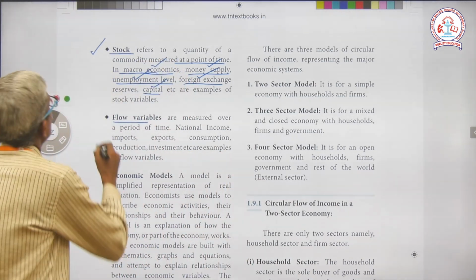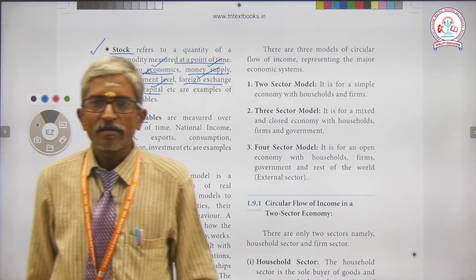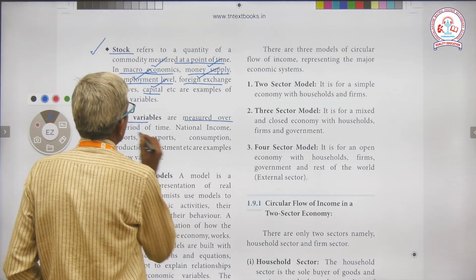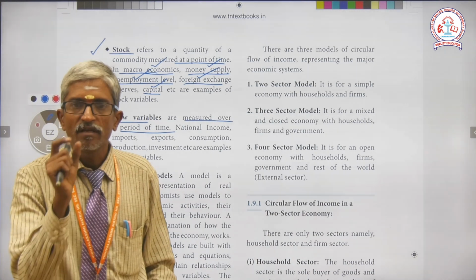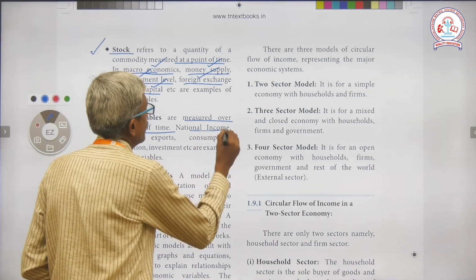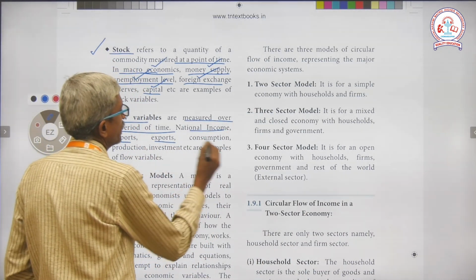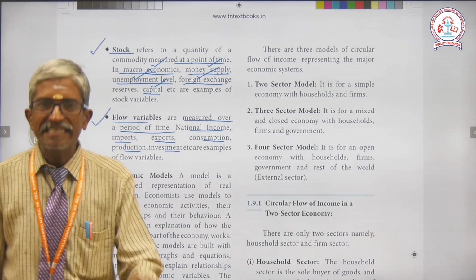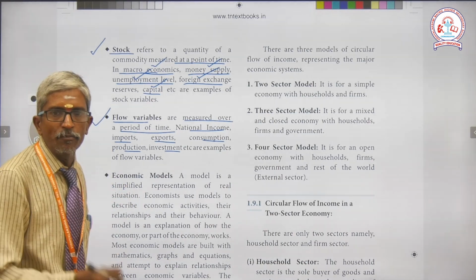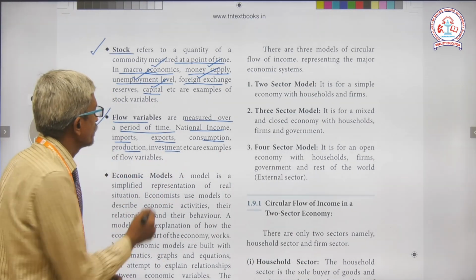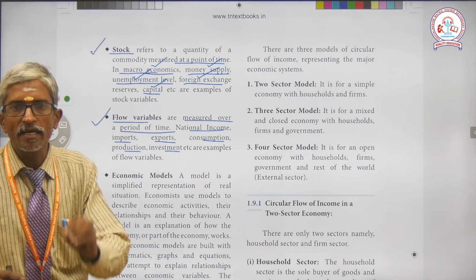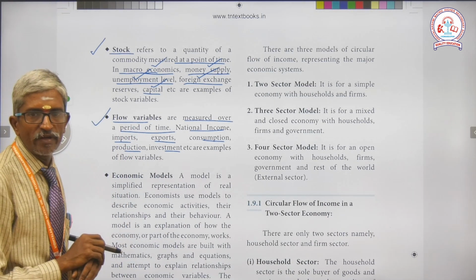That's all. Next, number 2, flow variable. It is a measurement over a period of time. Measured over a period of time. For example, what are the examples we can include? National income, import, export, consumption, production, investment. Very simple. Income on the other hand, export and import. Next, production and consumption. Next, investment. That's all. These are all the 6 crystal clear examples under flow variable.